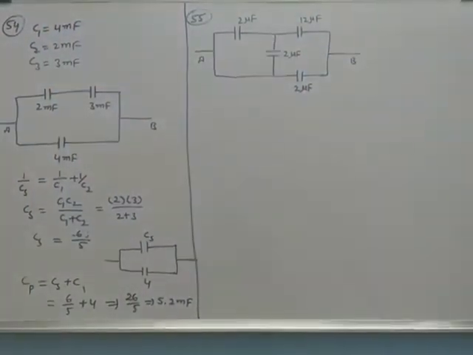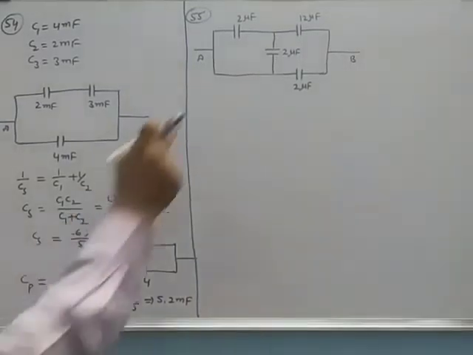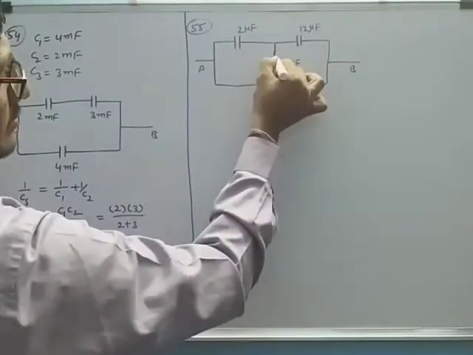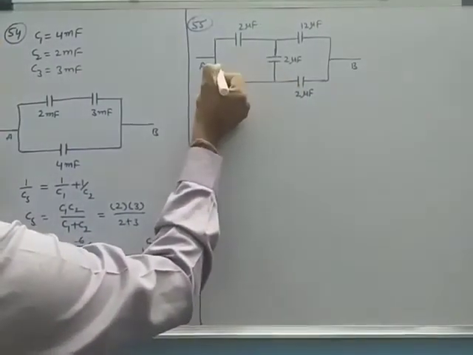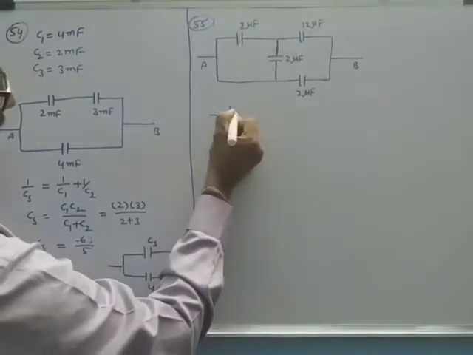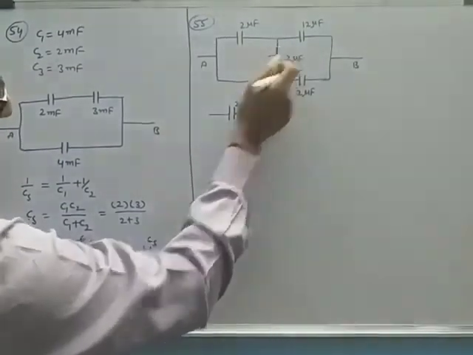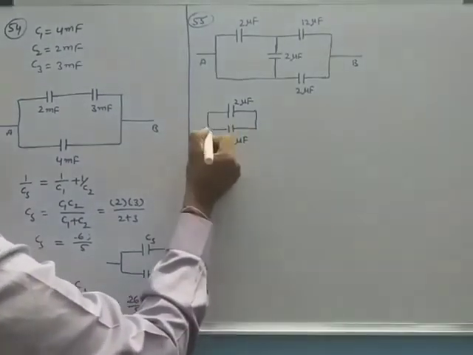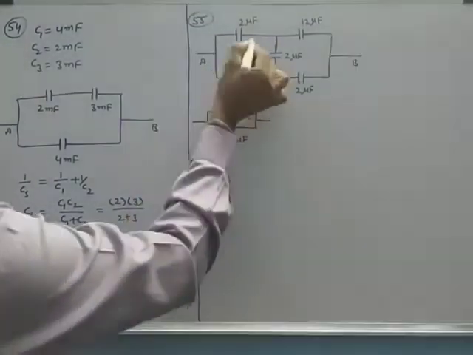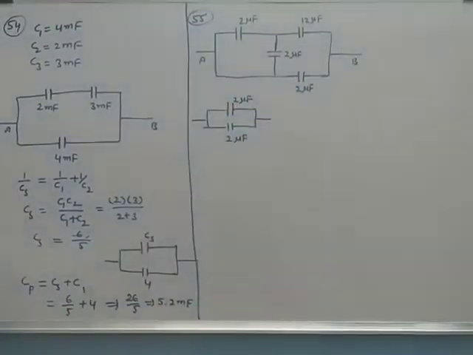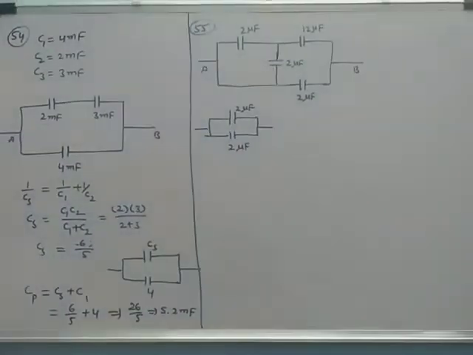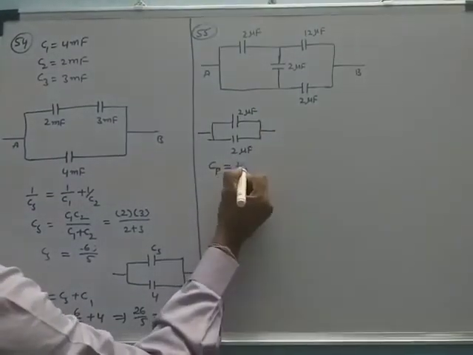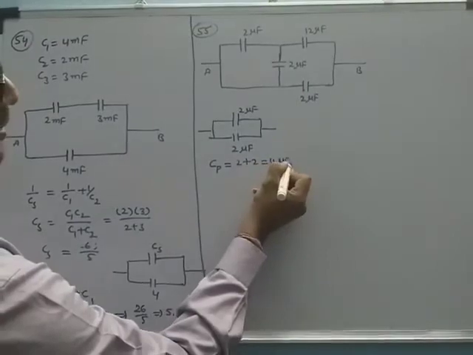Now you can observe there are 2 capacitors not in series because of the connection between them. This connection is taken to here, and this is the first capacitor, 2 microfarad. Then it will be connected here also, 2 microfarad. These are combined here. So these 2 are in parallel combination. The formula for parallel is Cp equal to 2 plus 2, which is 4 microfarad.